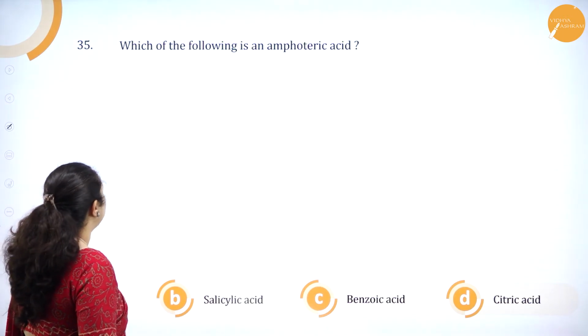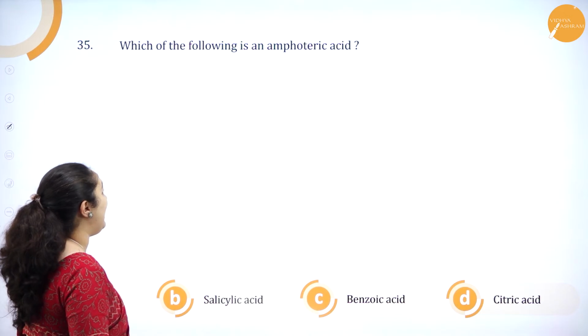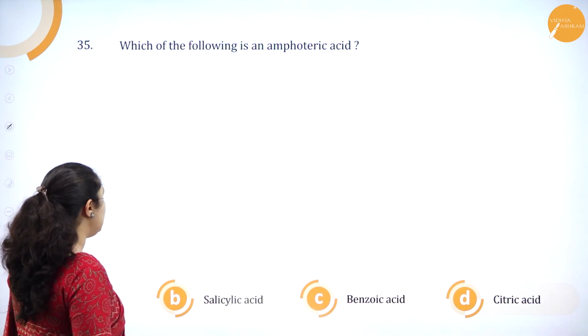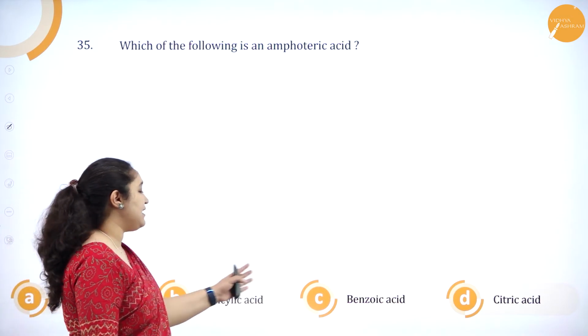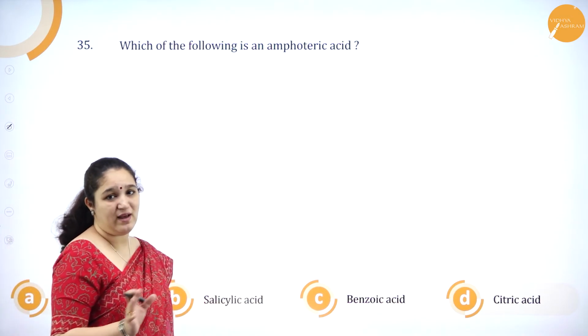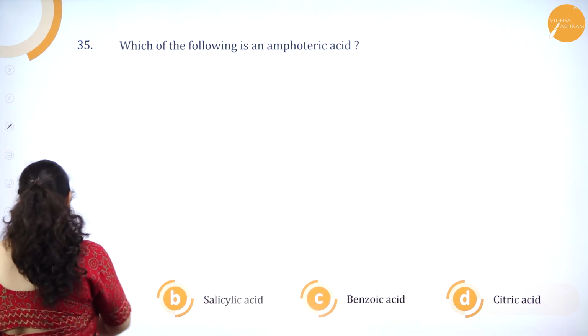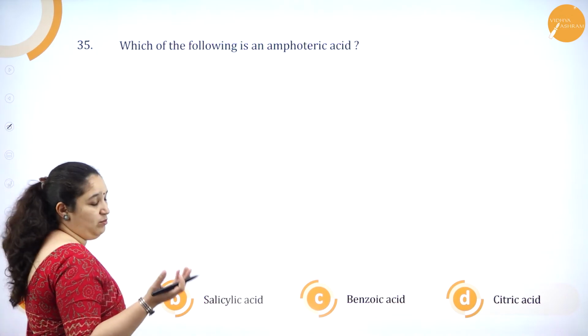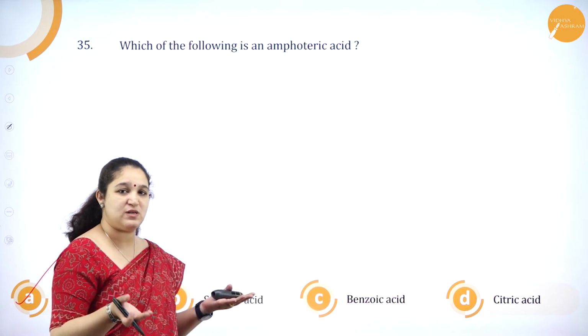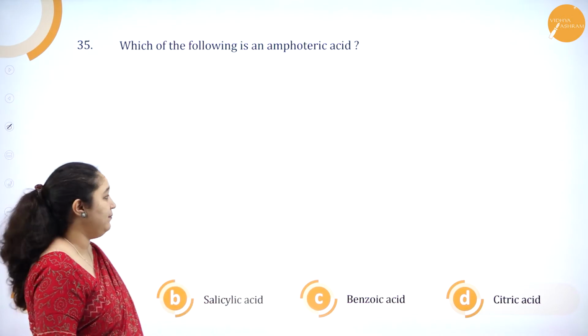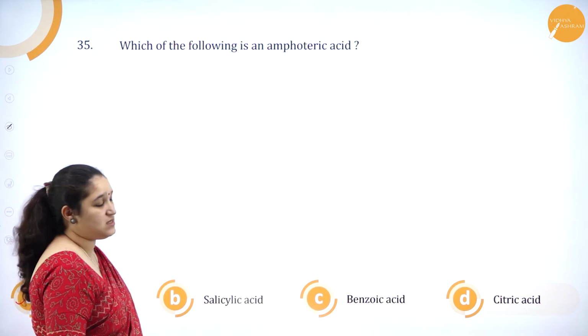Next question. Which of the following is an amphoteric acid? Glycine, salicylic acid, benzoic acid, citric acid. See, salicylic acid, benzoic acid and citric acid are not amphoteric. It should be glycine because it contains both an acid group, the COOH group, and an NH2 group, which is a base. Okay, so it is glycine which is the answer.